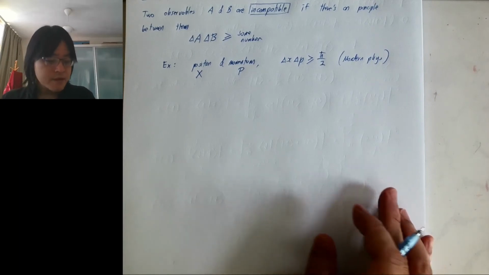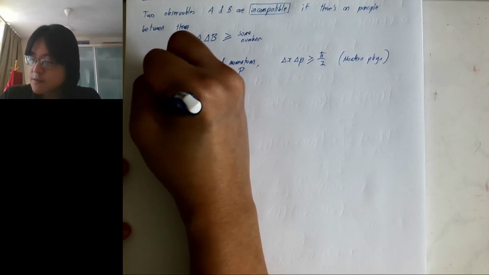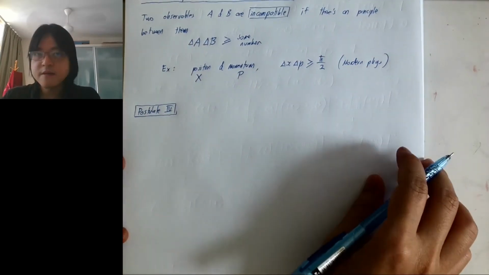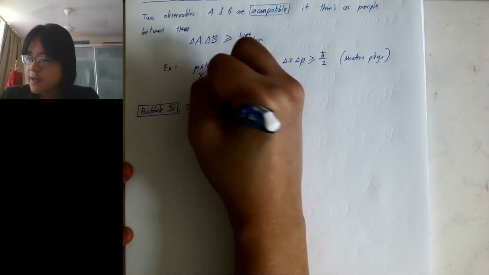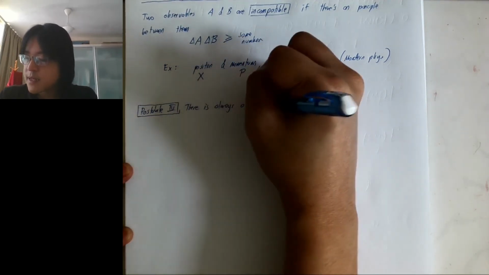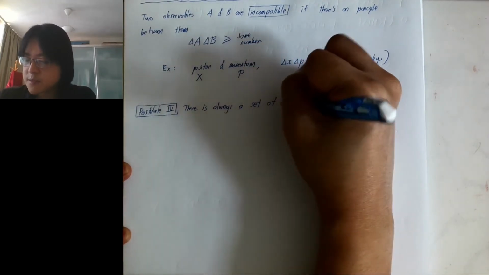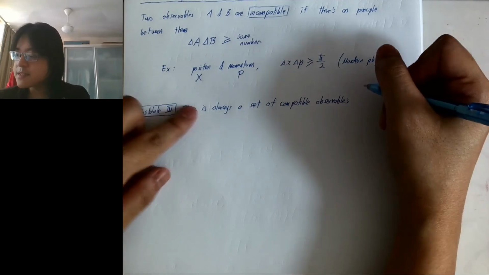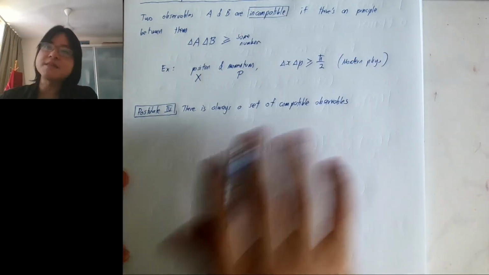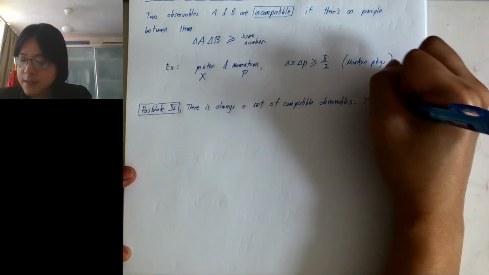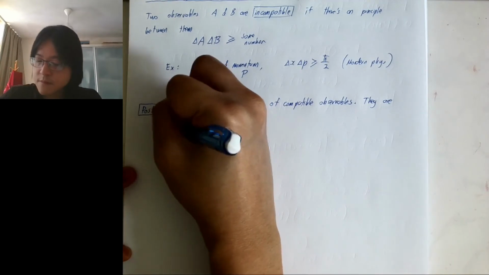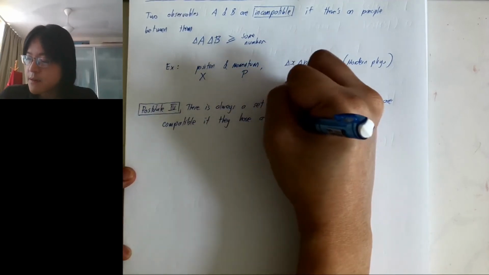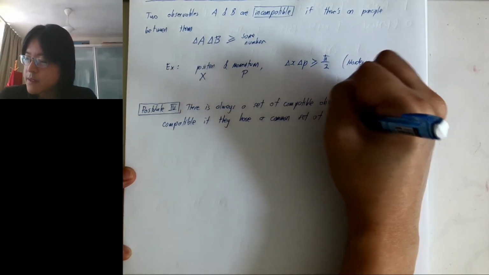Okay? So let me state postulate 4, and then we'll take a break. So there is always some set of compatible observables. Actually this doesn't really say much, because observables just depend on what we want to observe. The more important statement is they are compatible if they have a common set of eigenstates.